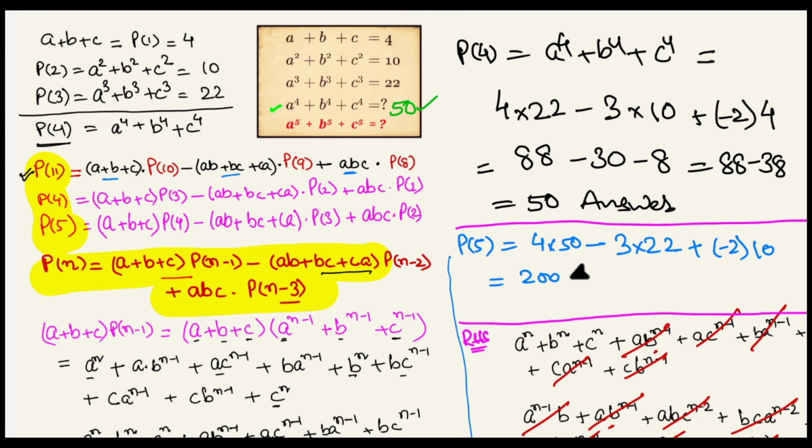200 minus 66 minus 20, which is equal to 200 minus 86, which is 114. So the value of a^5 + b^5 + c^5 is 114. So we were easily able to calculate the value of P4, P5, and we can similarly calculate the value of P6, P7, P8, P9. All will take only 2 lines now. So in two lines we can build the entire sequence. So this is it.